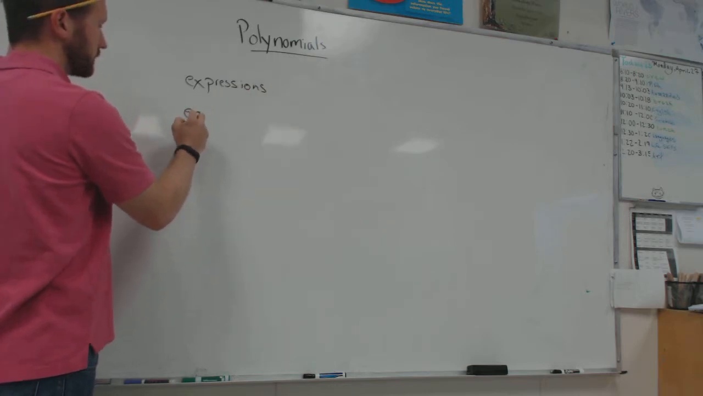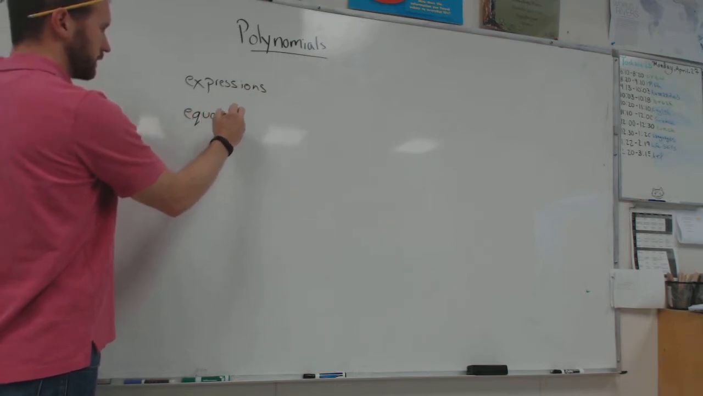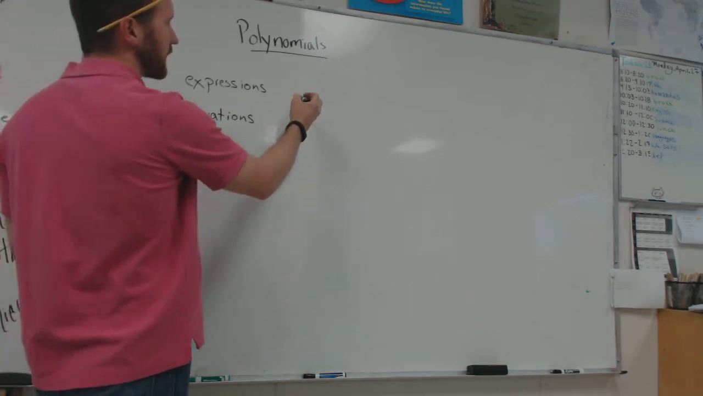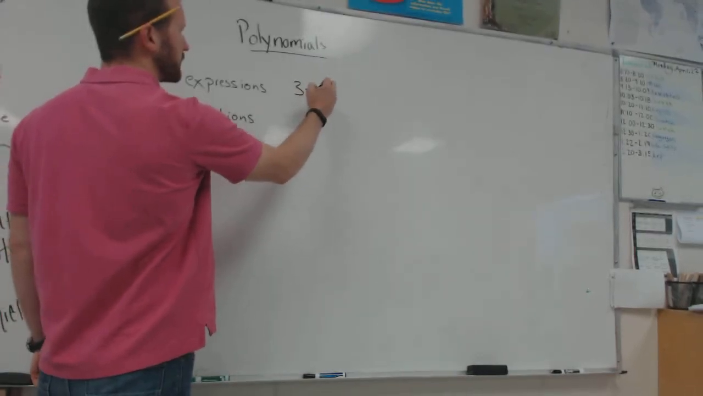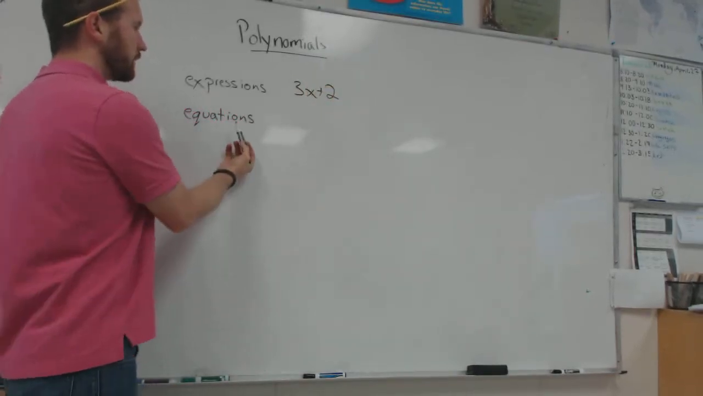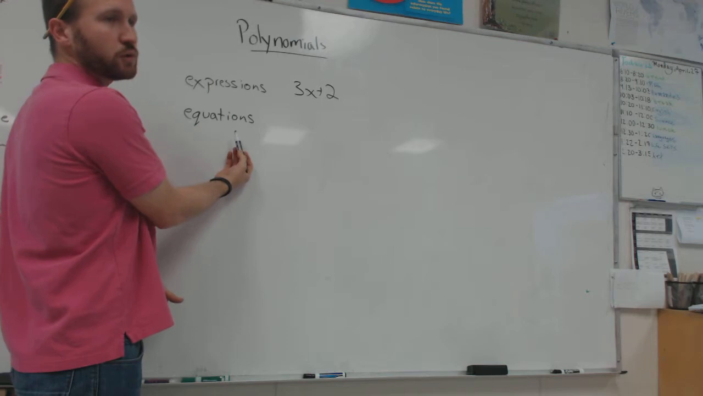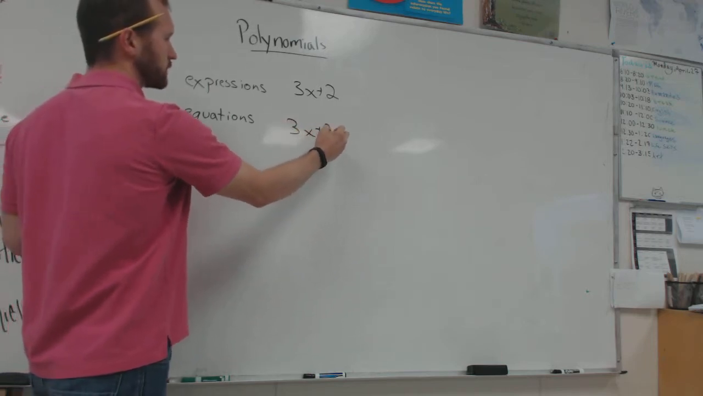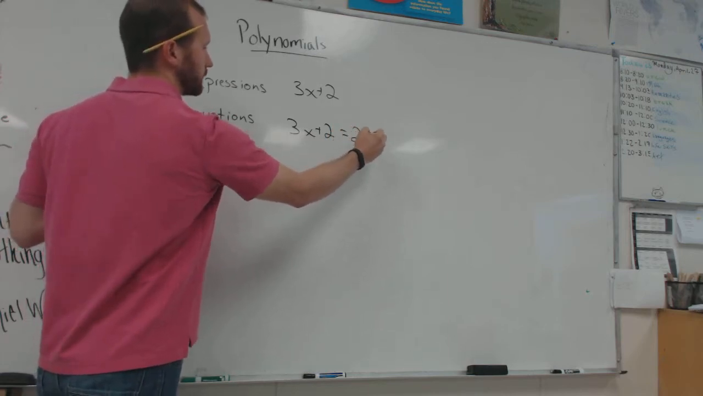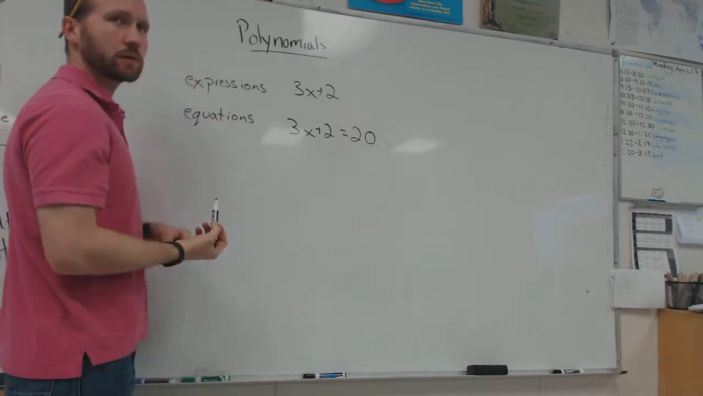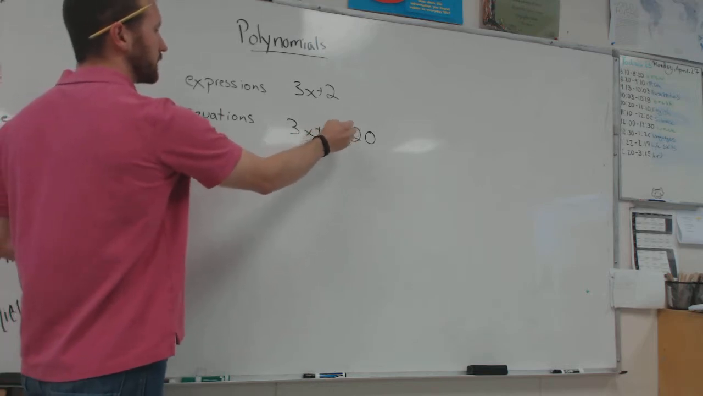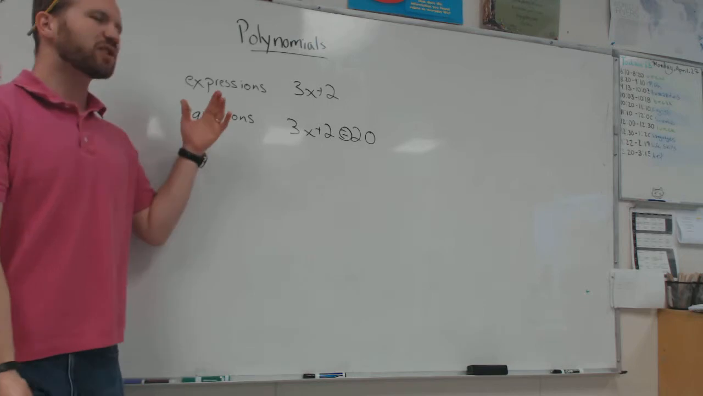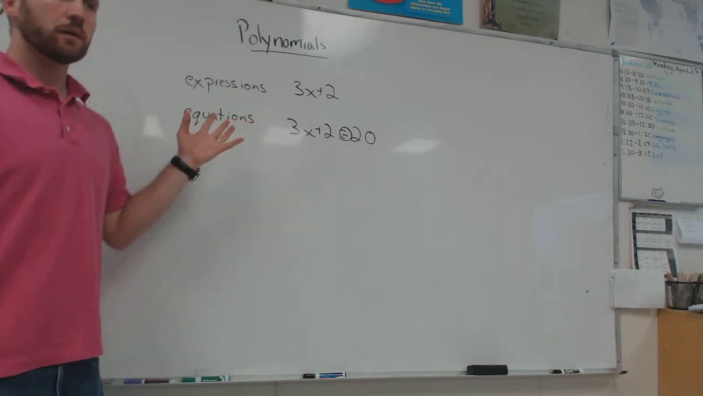and equations. Right? An expression is a series of things added together. 3x plus 2 is an expression. An equation is two expressions that are equal to each other. So if I said 3x plus 2 equals 20, this is now an equation. Right? So an equation has to have the equal sign.